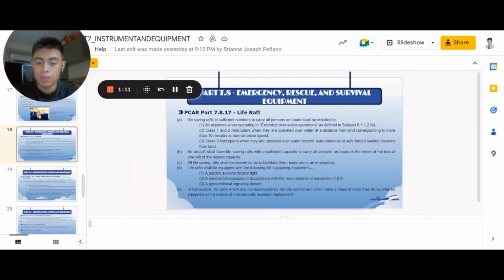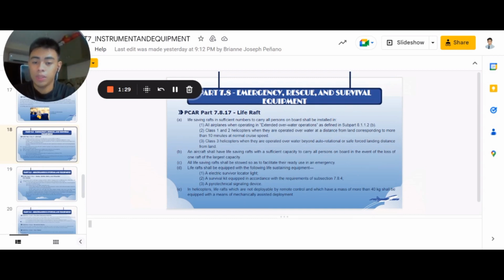All life-saving rafts shall be stowed so as to facilitate the ready use in an emergency. Dapat once na kailangan tong gamitin, ready na siya agad. Alam niyo yung pag binubuksan siya, mag-inflate na siya agad. Dapat ganun kabilis since syempre kailangan mabilis tayong gumalaw whenever an emergency strikes.